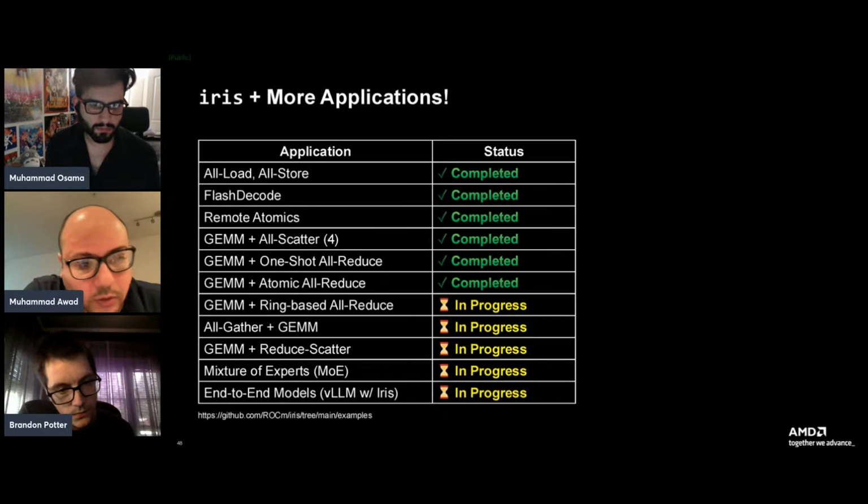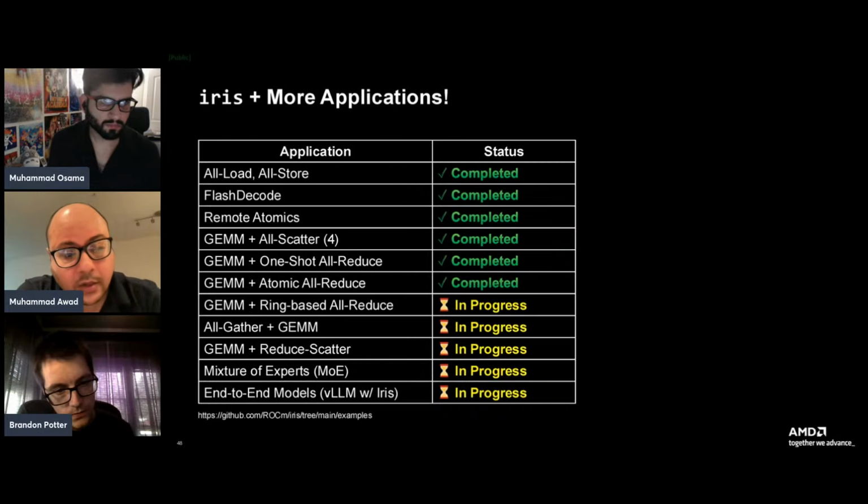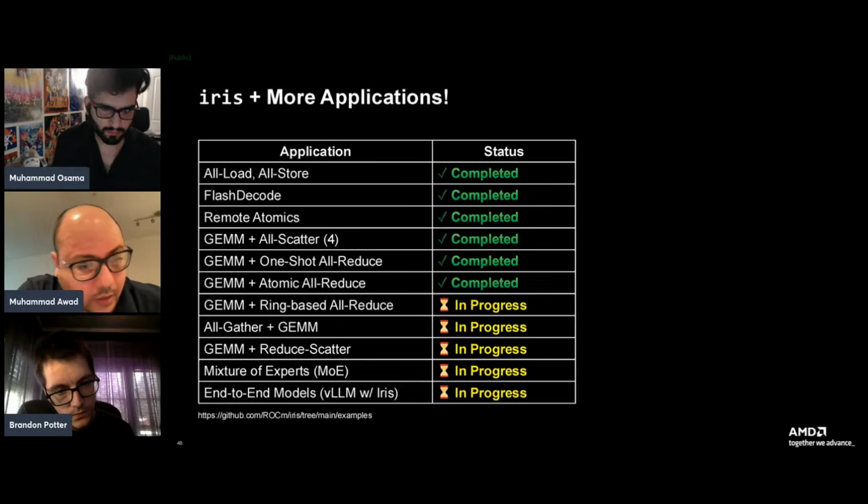We implemented one-shot all reduce and atomic all reduce. We have an initial implementation for ring-based all reduce, still a work in progress. The all gather plus gem, like I mentioned, is pretty much done. Gem plus reduce scatter, we haven't implemented yet. I would be interested in seeing that as well. We're very interested in implementing an MOE kernel. We haven't gotten to that part yet.